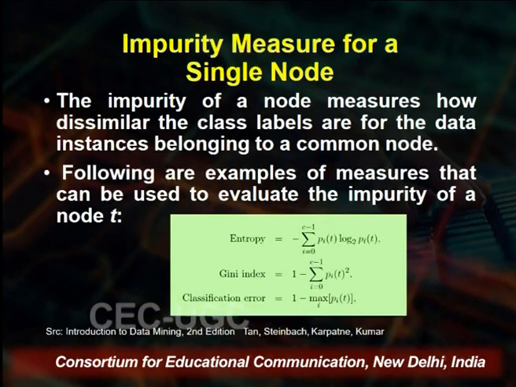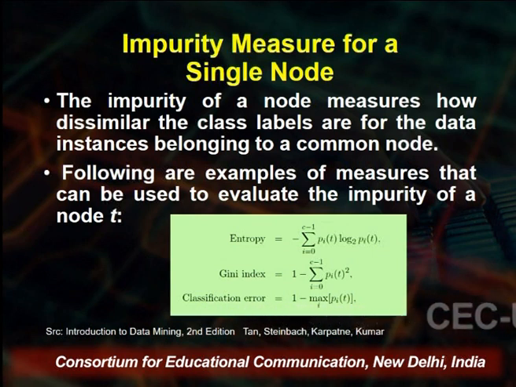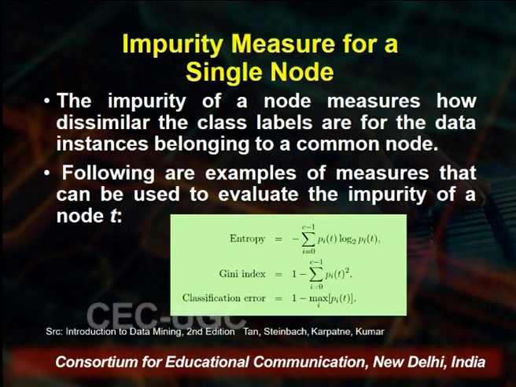Therefore, when we are selecting an attribute for a test condition, we want it to give purer nodes at the earliest. Purer nodes means the nodes for which the class label is the same for all the data. So we will need to check the impurity measure for a single node, that is, how dissimilar the class labels are for the data instances belonging to a common node.